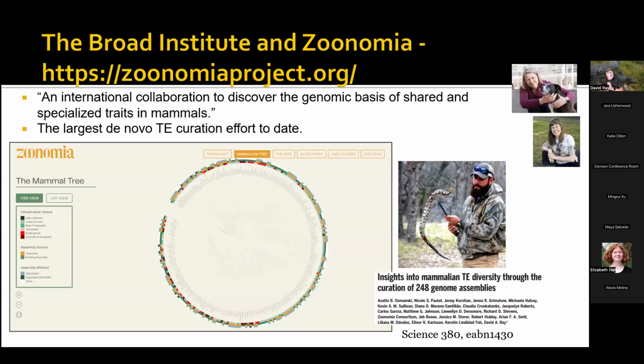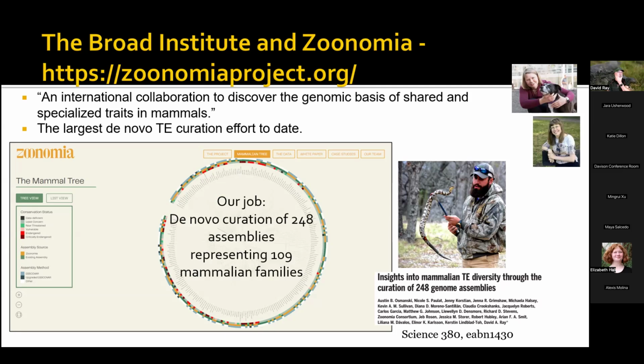So that was why we were asked by the Broad Institute to come on board for what's called the Zoonomia project. The Zoonomia project finished a year or two ago, and our job was to take the 248 mammal genomes that they were generating through their project and do the de novo TE curation on them. The person who led this paper is Austin here, picking up a snake of some sort. I'm not sure, I can't tell what it is from here.